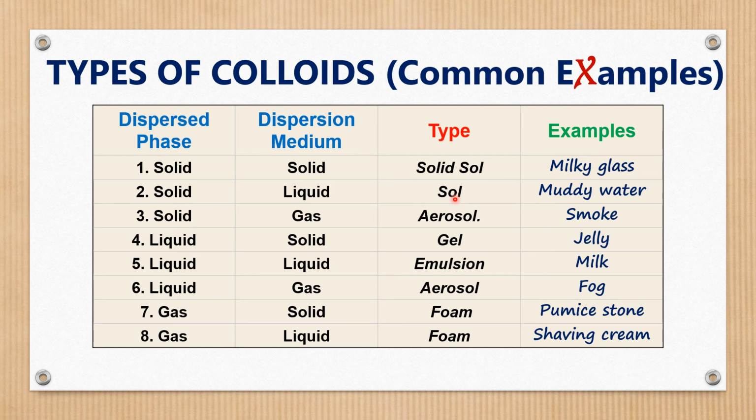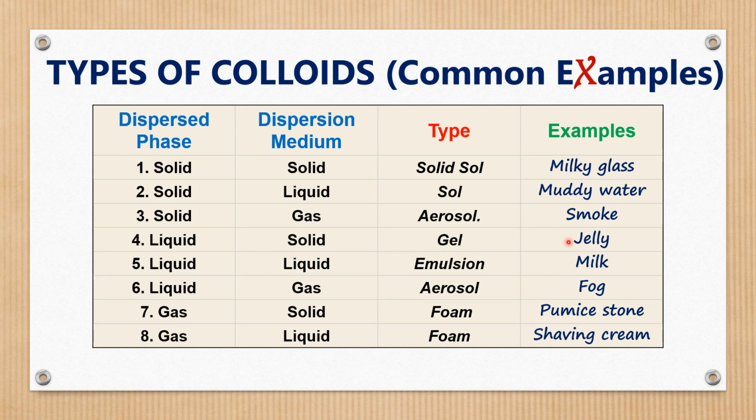The third type is aerosol. Here the dispersed phase is solid and the dispersion medium is gas. Examples are smoke and automobile exhaust. The next type is gel. Here the dispersed phase is liquid, the minor part, and the dispersion medium is solid, the major part, and that type is gel. Examples are jelly, cheese and butter.